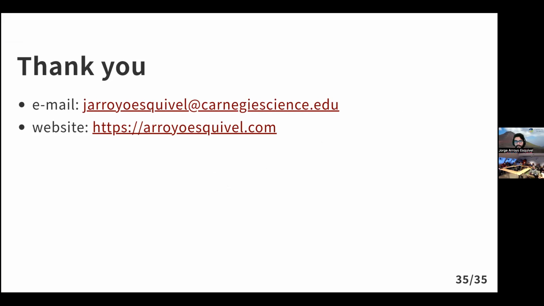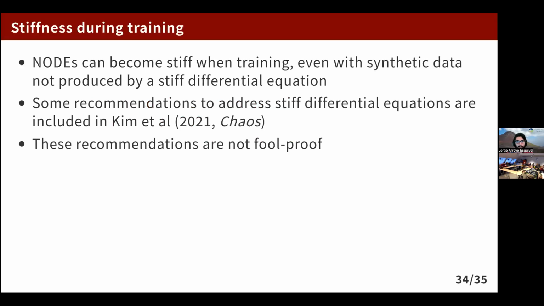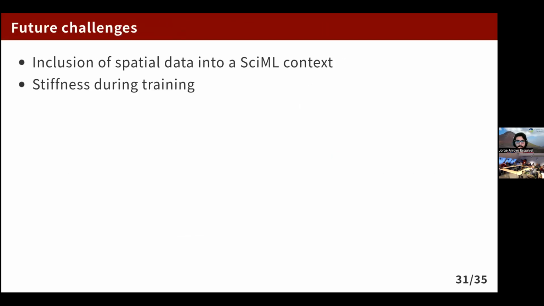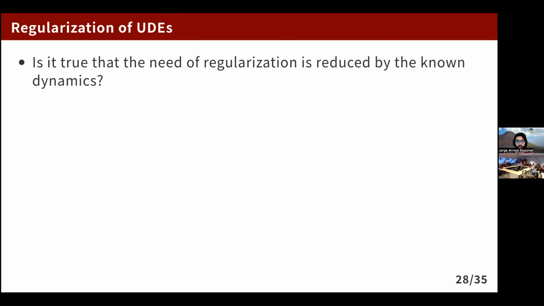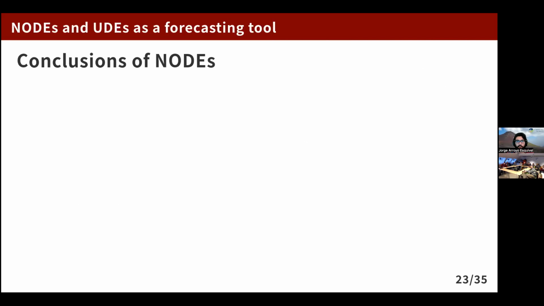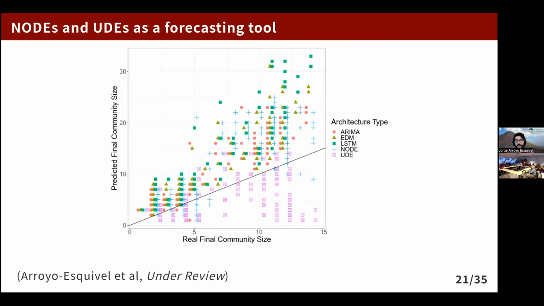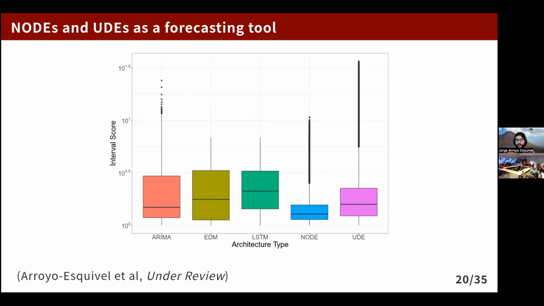Yeah, I've got a question concerning the interval score. You said that the NODEs specifically are outperformed by EDMs or LSTMs, and that the interval score is specifically a measure that combines accuracy and precision in some way. Can you say a few more words on in which way this interval score combines accuracy and precision, so that it makes it a better forecasting tool?